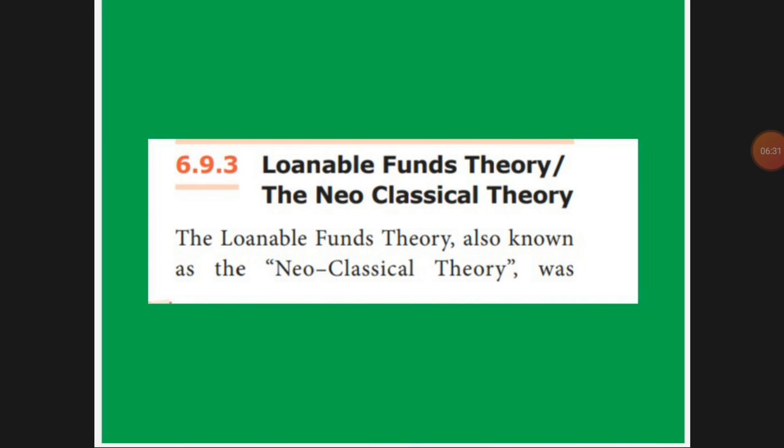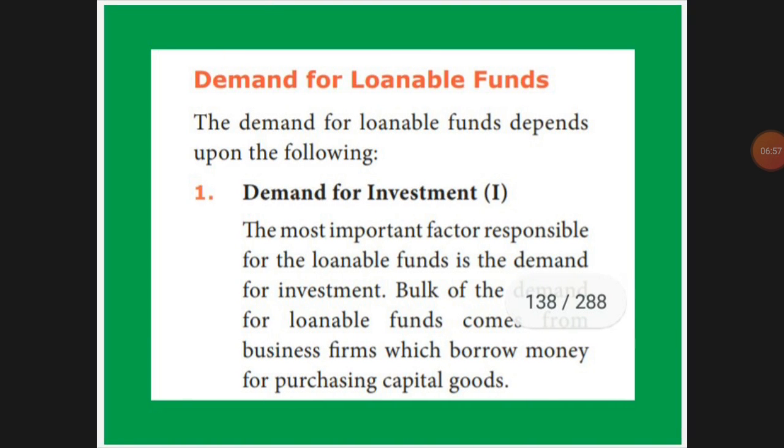The Loanable Fund theory, or neoclassical theory, was developed by the Swedish economist Wicksell, Bertil Ohlin and others. According to this theory, there should be equilibrium, which means equality between demand and supply. According to that, the fund has to be used in the market. And in the loanable fund theory, demand for loanable fund can be categorized into three.